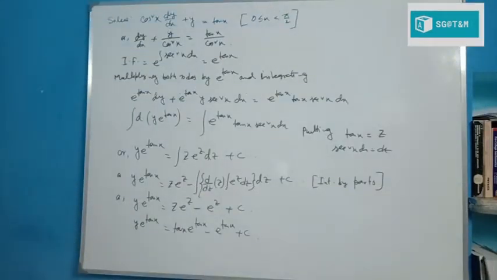Next question, solve cos square x dy/dx plus y is equal to tan x, and x lies between 0 to pi by 2.